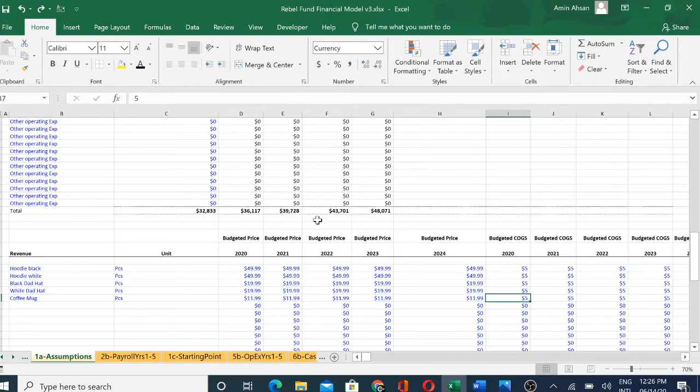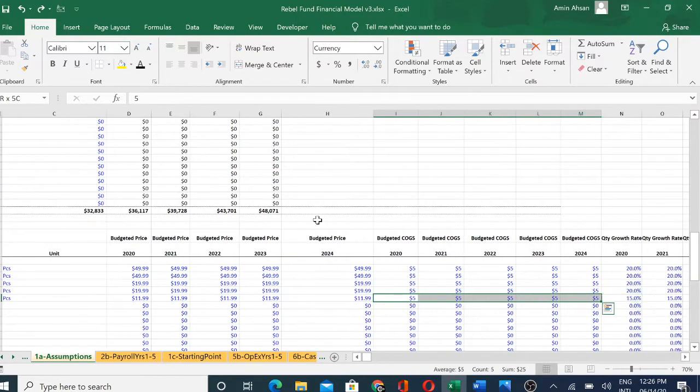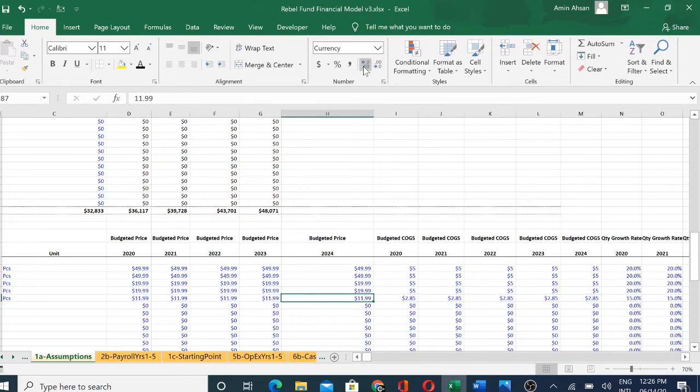Let me change this. This is 2.85 for the coffee mug. This is the cost for the coffee mug, and the budgeted price is $11.99.